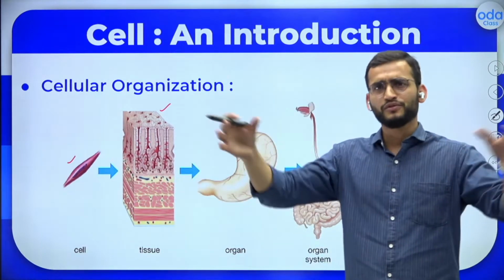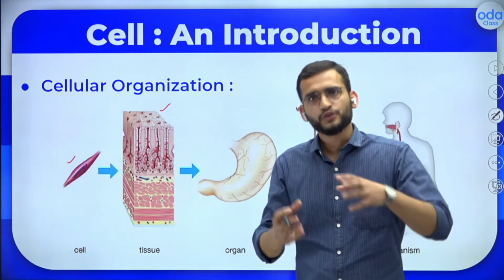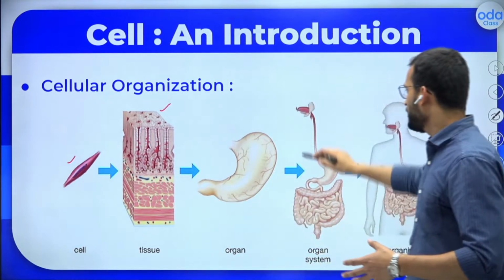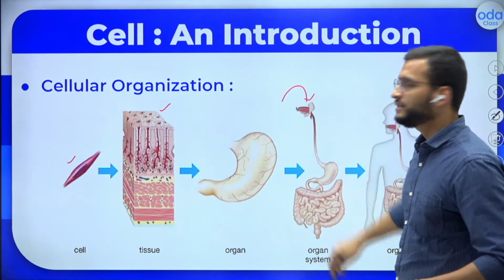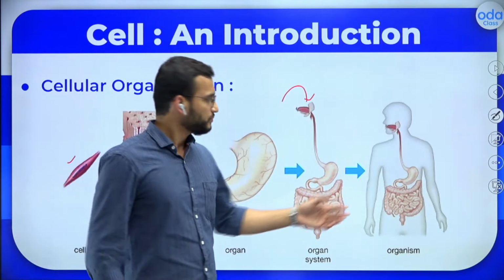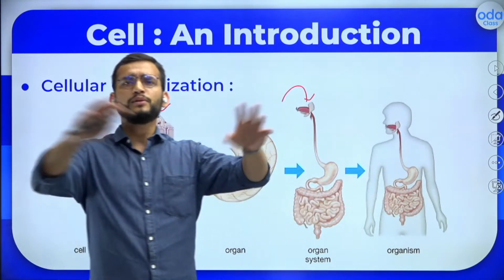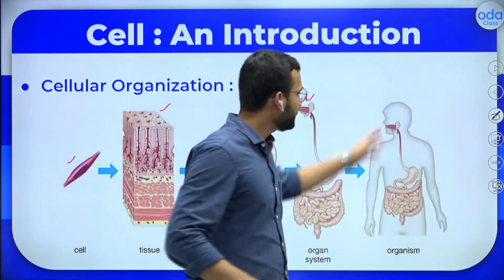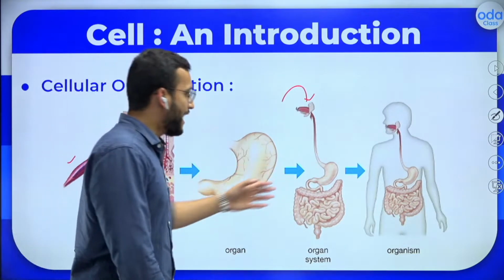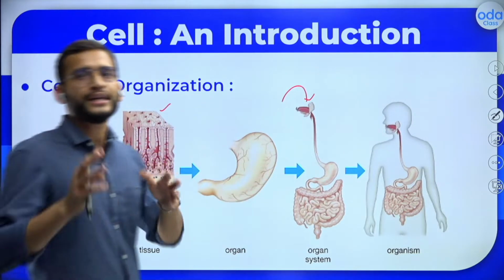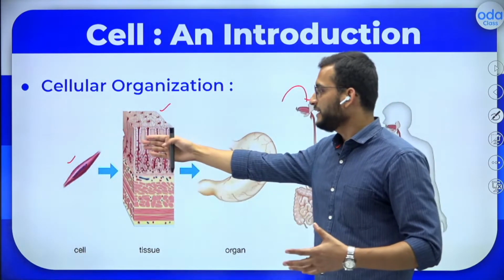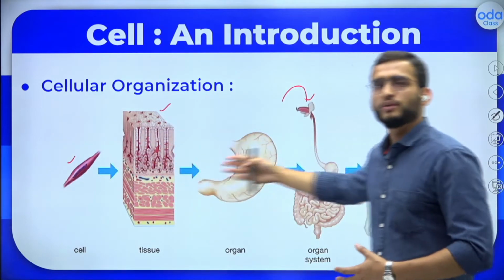Different types of tissues come together and work together to form different organs in your body. Once these organs are formed, what next? They'll be forming an organ system. For example, you have the digestive system. In a digestive system, you have multiple organs which are working together. Then in an organism, you have multiple organ systems working together. And this is how a cell forms a complete organism. So as you move from cell to organism, the complexity of the organism is increasing.